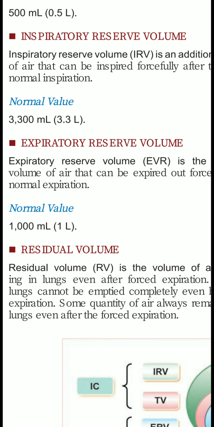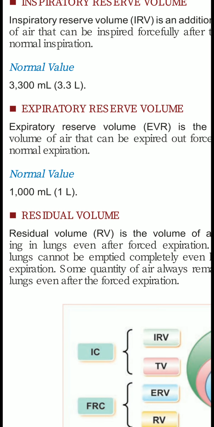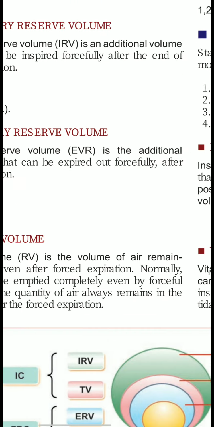The next one is the residual volume. Residual volume is the volume of air which is remaining in the lungs even after forced expiration. Even after forceful expiration, whatever the volume of air which is remaining inside the lung is known as residual volume. Its normal value is around 1200 ml.